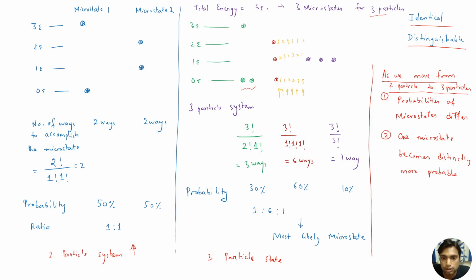How does this 3 ways come, sir? How do you arrive at it? 3 into 2 into 1 divided by 2 into 1, so it is 3. Okay, got it.